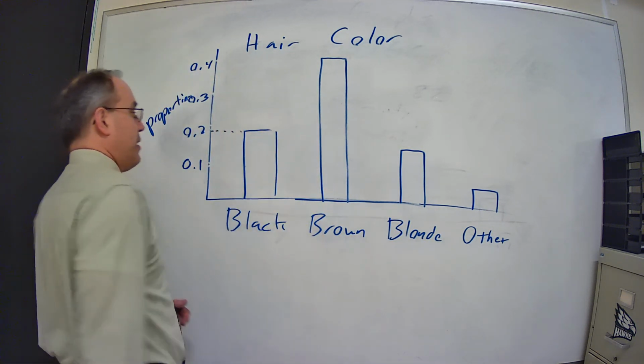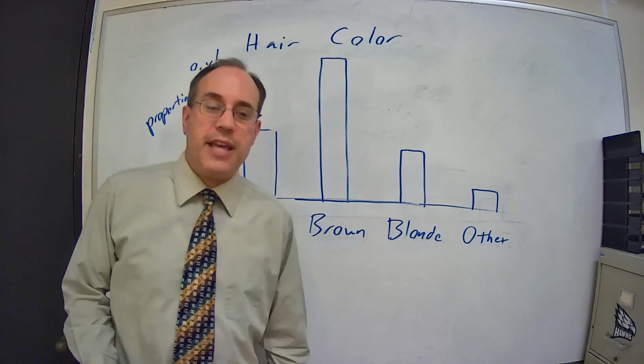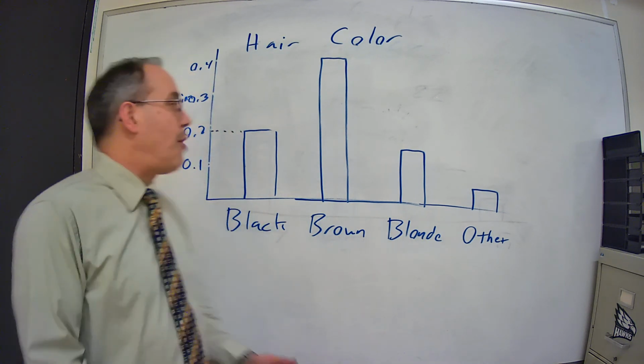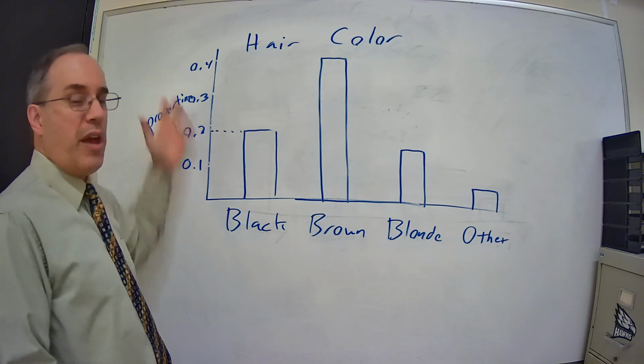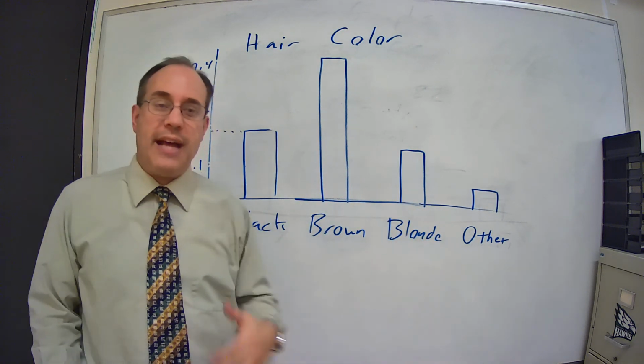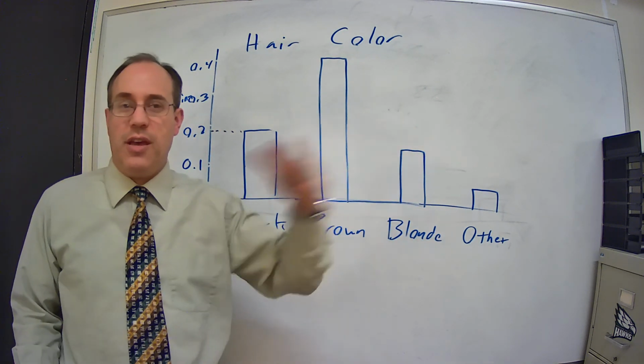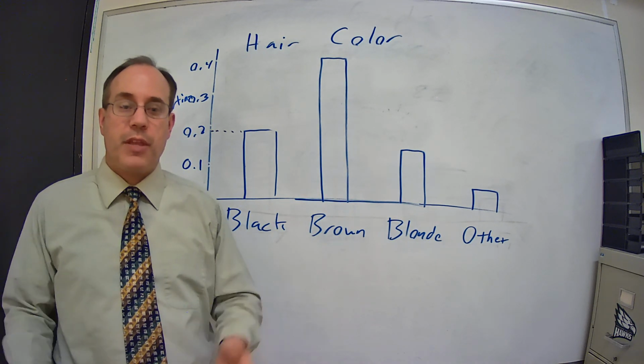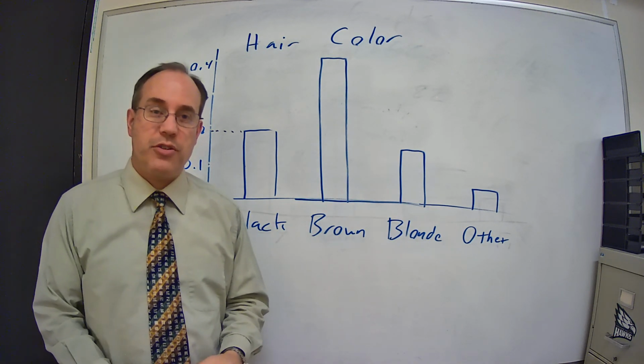had black hair. So we treat it just the same as we do a regular bar graph. It's just now we're looking at the proportion. It's in comparison to the total amount as opposed to just being the counts per category. So that's an introduction to bar graphs.